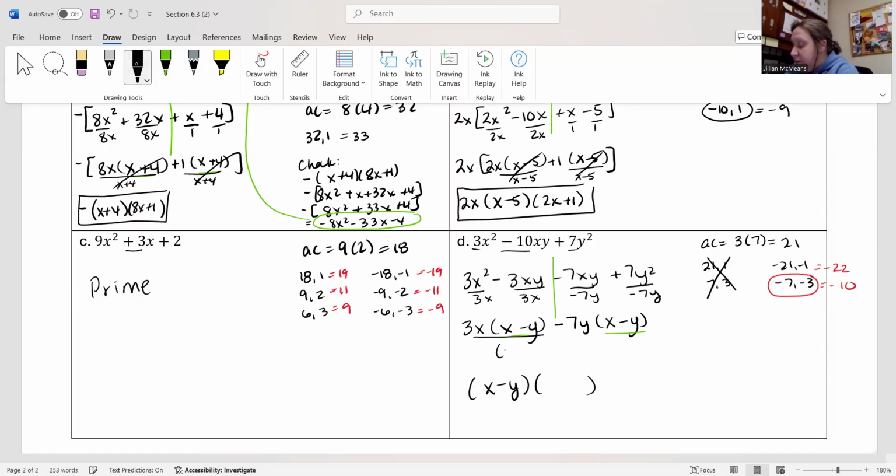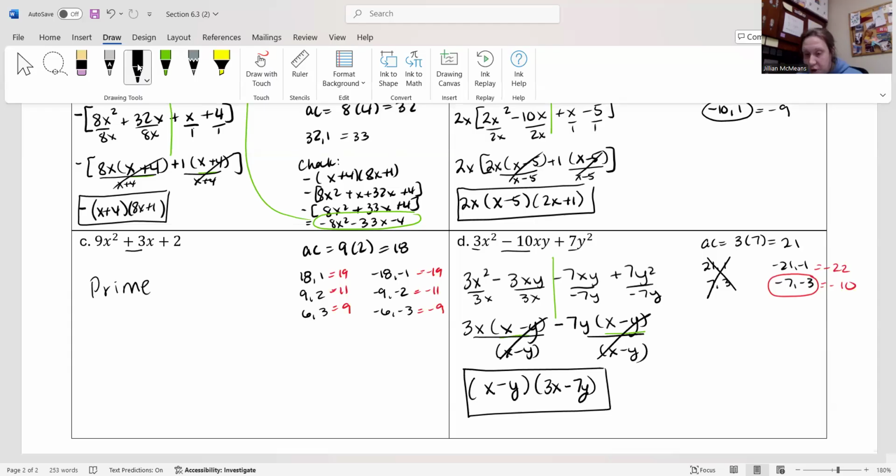And then when I divide by x minus y, the x minus y's cancel on both halves, leaving just a 1. 1 times 3x is 3x. 1 times negative 7y is negative 7y. And again, you can FOIL that to check your work.